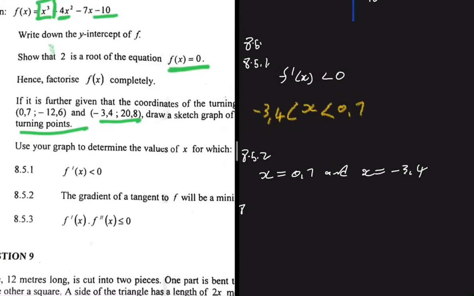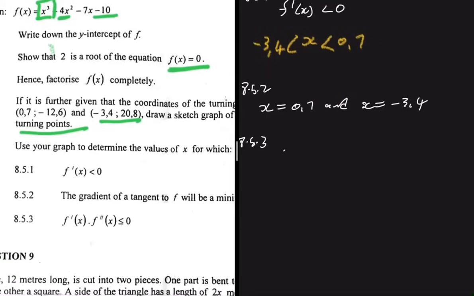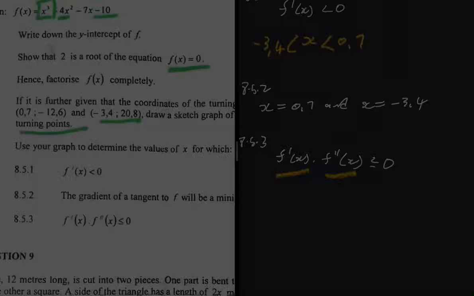The last question, 8.5.3, we're looking for values of x for which f prime of x multiplied by f double prime of x, or the second derivative of our equation, is less than or equal to 0. I'm very much interested in how you guys solved this question. Can you please just let me know in the comments?